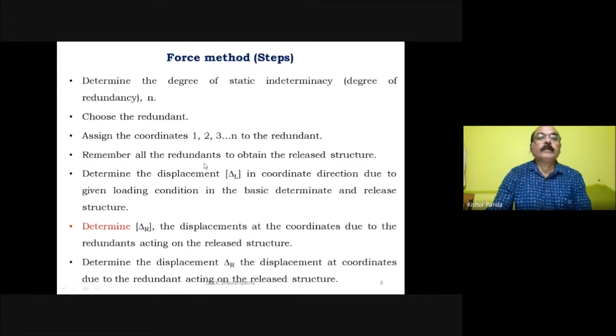Then, removing all the redundants, the structure becomes the released structure. Determine the displacement delta L in the coordinate direction due to the given loading. So you have to find out the displacement in the coordinate direction due to the given loading in the basic determinate or released structure. Then you have to find out delta R, that is the displacement due to the redundant forces in the basic determinate structure or released structure. Then after getting the displacement due to the applied load and the displacement due to the redundant force, what you have to do? Determine the displacement delta at the coordinate due to the redundant acting on the released structure.